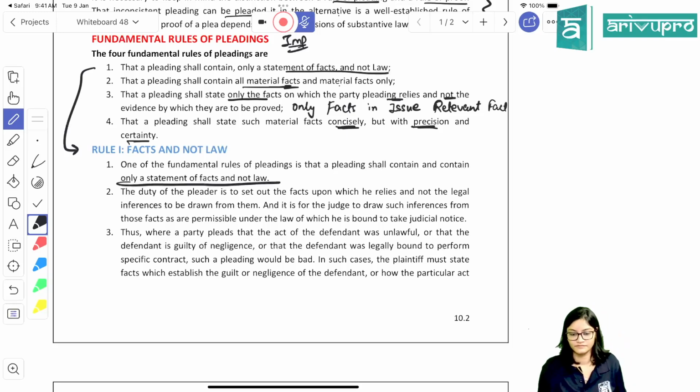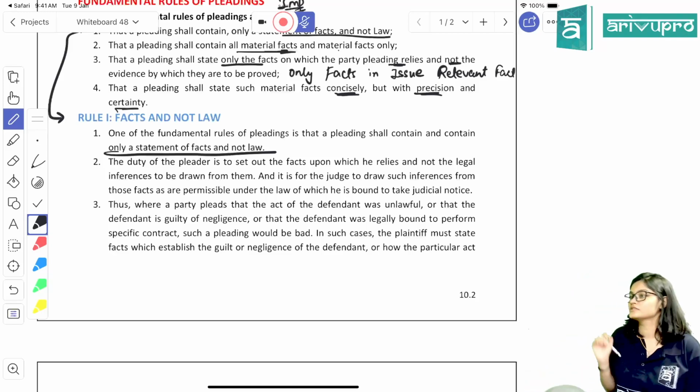Then, yes, what is the first rule? First rule is the rule of the fact.